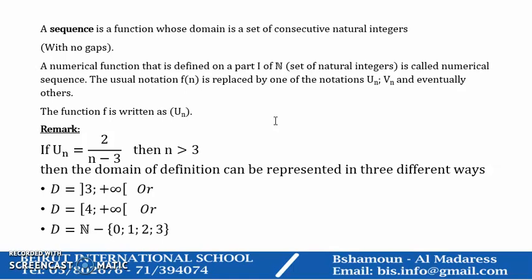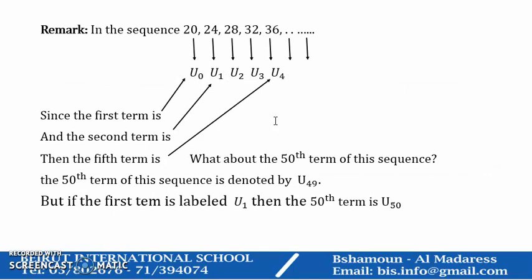Then the domain of definition can be represented in three different ways. D equal the interval with two open bounds from 3 till plus infinity, or D equal from 4 till plus infinity. Here we can start by 4 because I'm working on the set of natural integers. There are no decimal points such as 3.1 or 3.2. So if 3 is excluded, we start from the term above 3, which is 4. Or the third form, D equal the set of integers without the numbers 0, 1, 2, and 3.